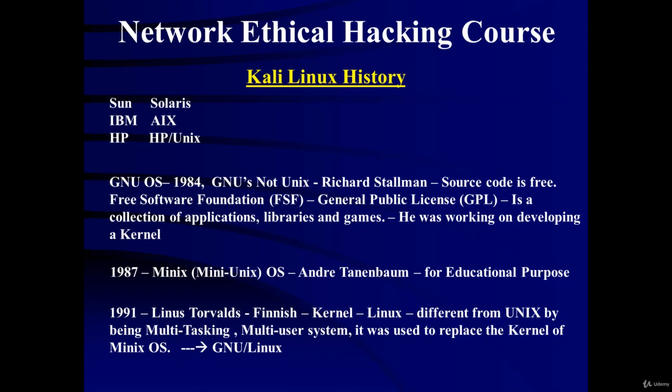So Richard Stallman founded the Free Software Foundation, FSF, and he wrote the General Public License just to protect his source code. So the GNU operating system was a collection of applications, libraries, and even games. Richard Stallman had not managed to develop a kernel for his OS, and he was working on developing a kernel.